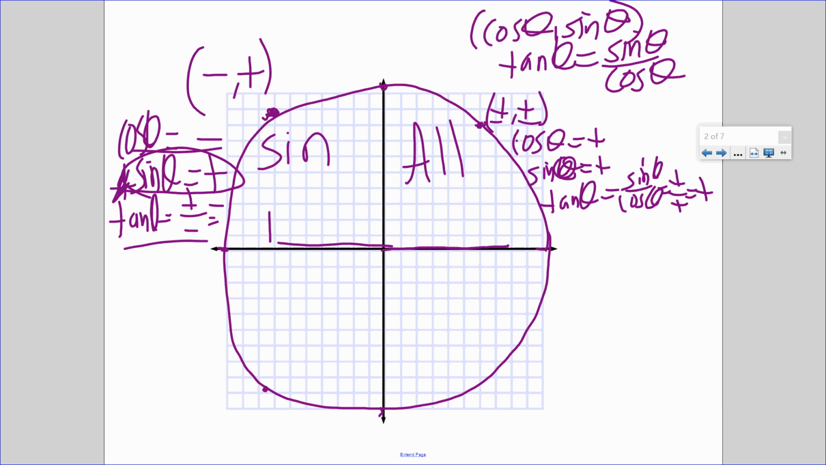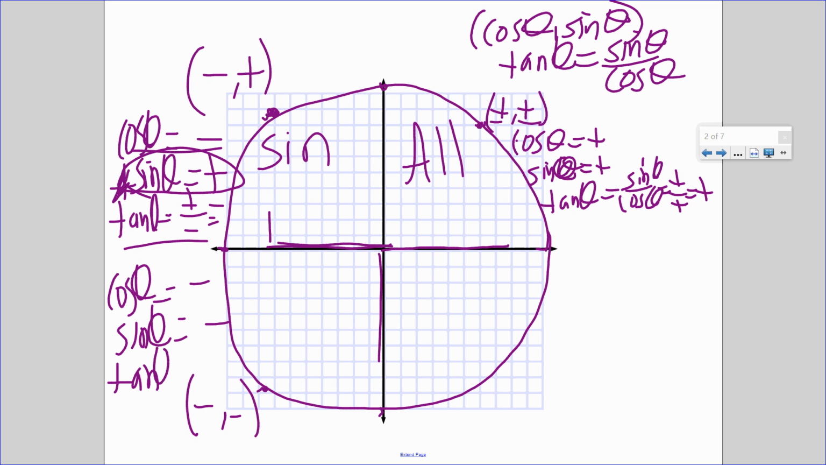Any point in Quadrant 3, well, the x-coordinate here is negative, and the y-coordinate is negative. So the x-coordinate is cosine. The y-coordinate is sine. Tangent, again, is sine over cosine. Negative over a negative is a positive. So in this quadrant, only tangent is positive. The other two are negative because the x and y value are both negative.